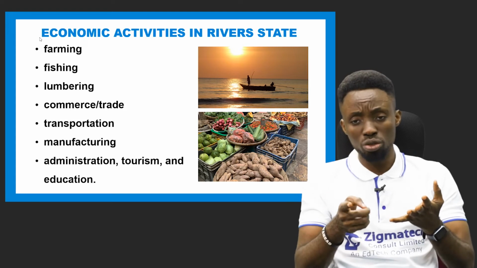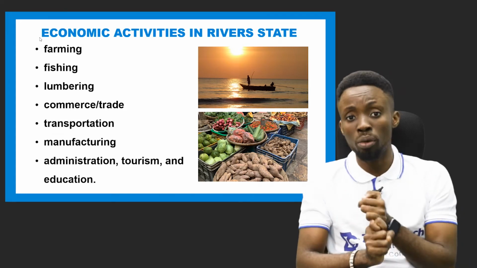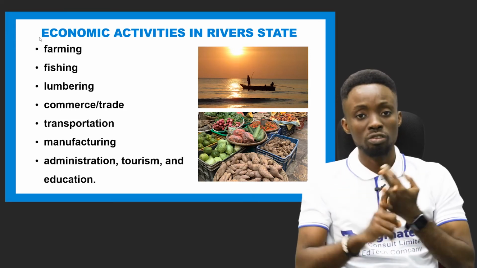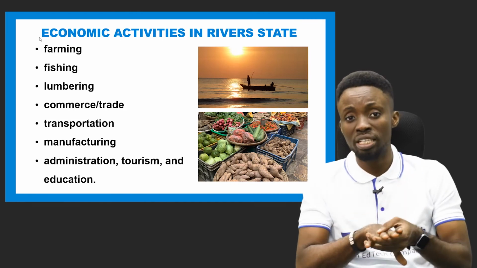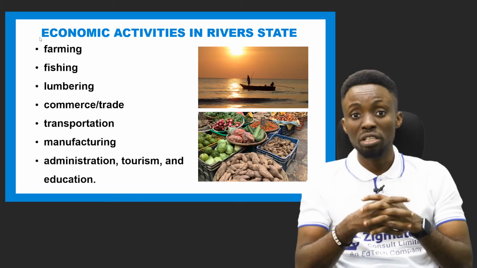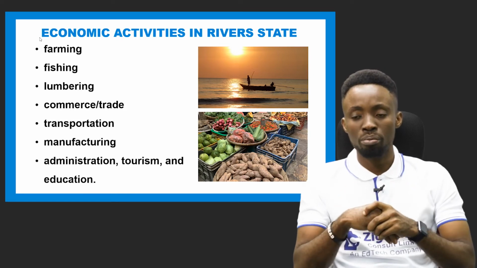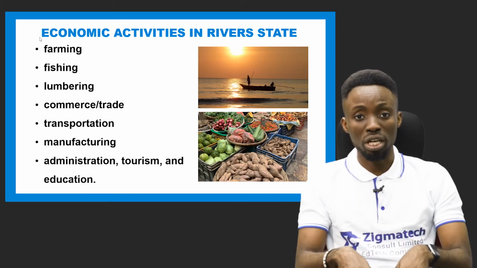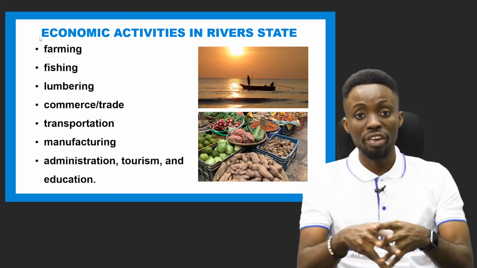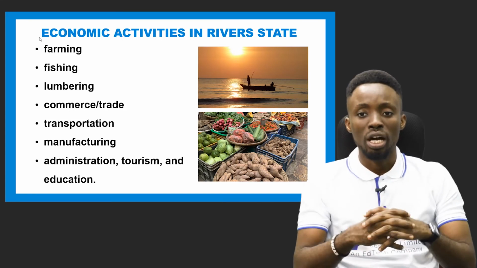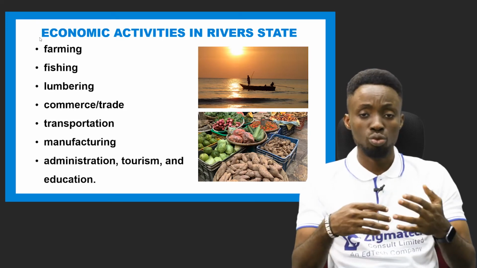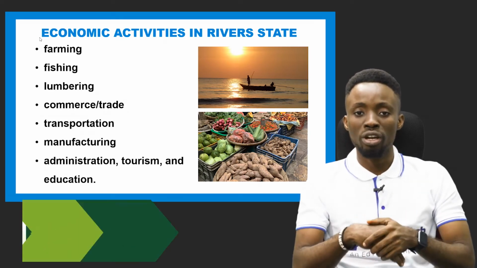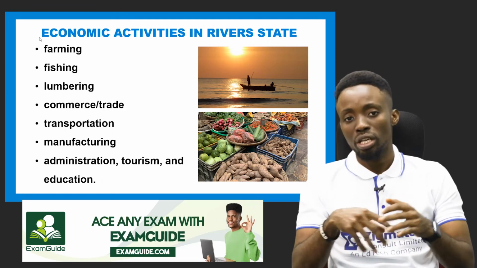And the three most common transportation activities we have in Rivers State are the air transport, the water transport, and the land transport. The air transport is found basically in the Port Harcourt region, where we have the Port Harcourt International Airport. And we also have a good number of roads in Rivers State, as well as a good number of inland waterways in Rivers State.